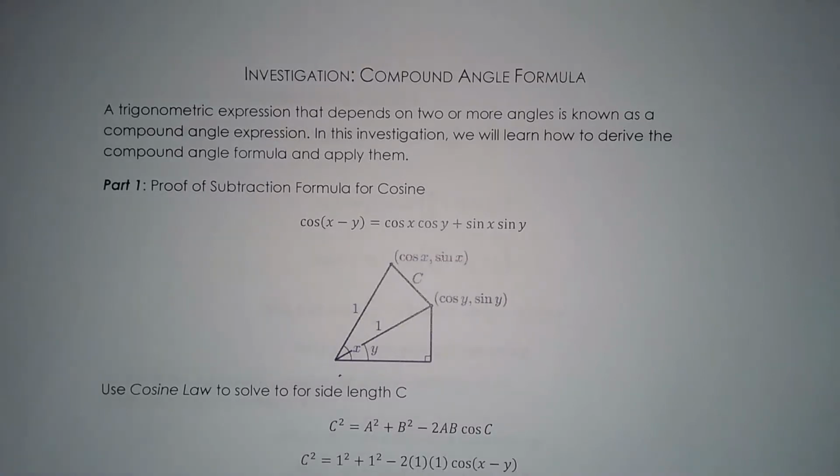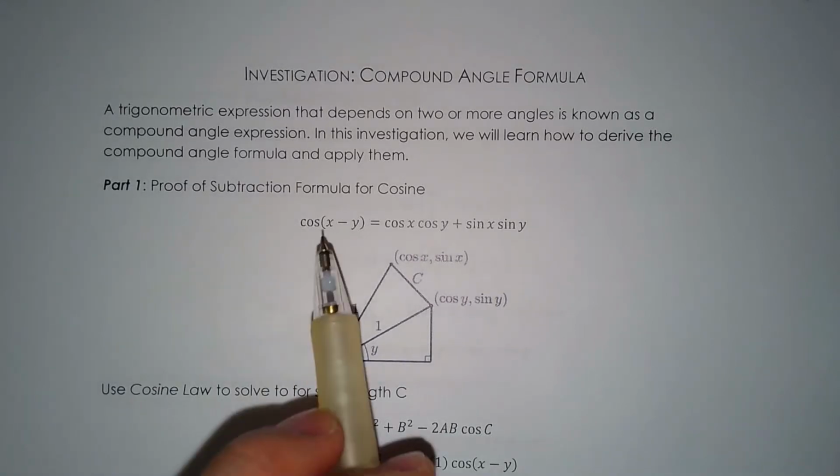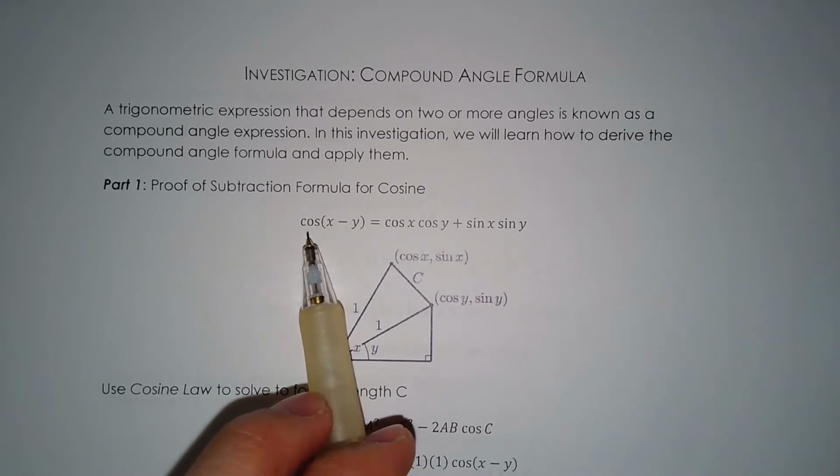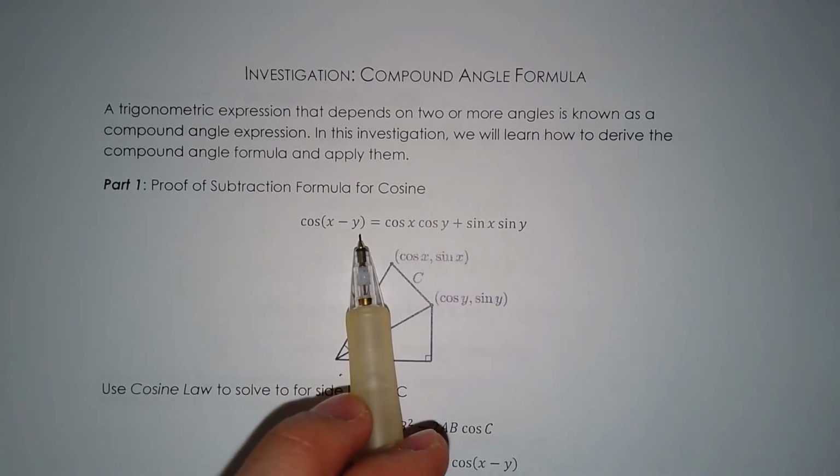In this lesson, we're going to learn some compound angle formulas. First, we're going to learn how to derive the formulas, and then we're going to apply them. So, a compound angle formula looks something like this. Cosine of x minus y.